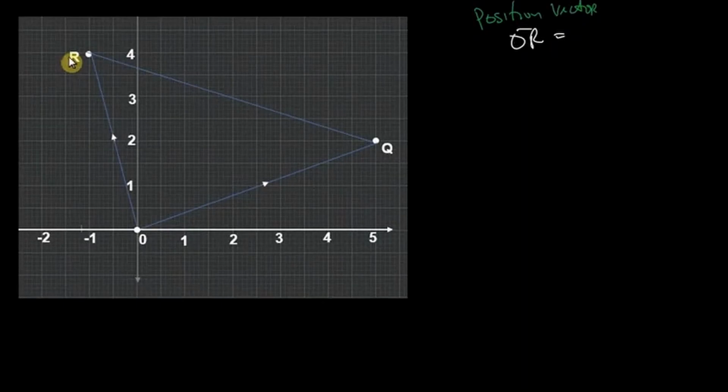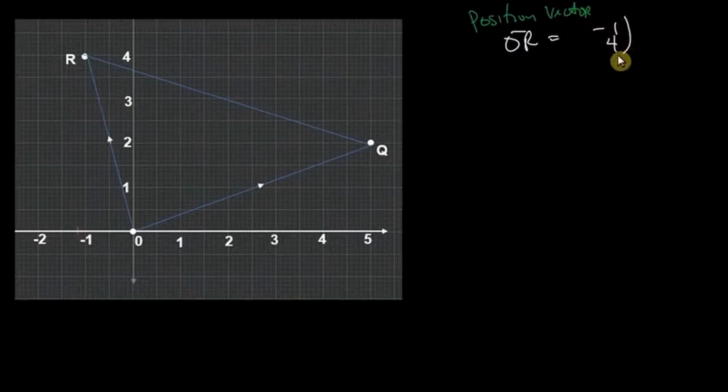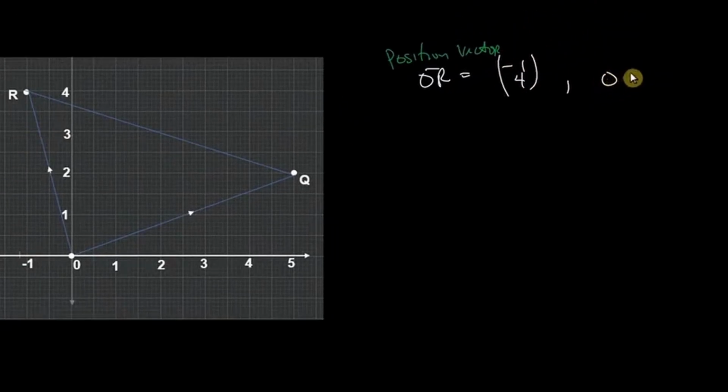So OR, the position vector from O to R, is simply 1 unit to the left and 4 units up. So it's equal to -1 and 4. The position vector OQ is simply equal to 5 units to the right, 2 units up. So that's 5, 2. Finally, we are asked to find the magnitude of QR, that's a vector, and this simply means we want to find the actual length of the line, and this is how we do this.